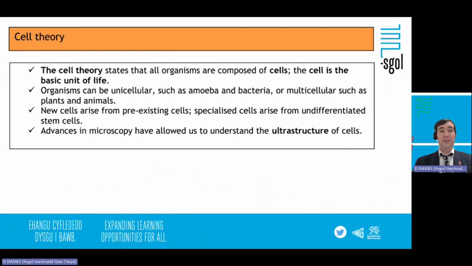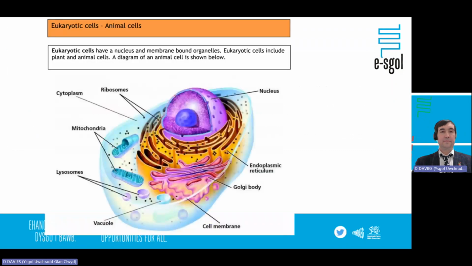Okay, so here we'll dive in with some content. Cell theory. Everything alive is made of cells. The cell is your basic unit of life. Organisms can be unicellular or multicellular, obviously, single cell like an amoeba, multicellular like an animal. New cells come from existing cells, and specialized cells arise from undifferentiated cells, those cells that have the potential to develop into any type of cell. And microscopy has allowed us to understand the ultrastructure of cells, from quite basic to quite complicated these days. We have a large level of detail these days.